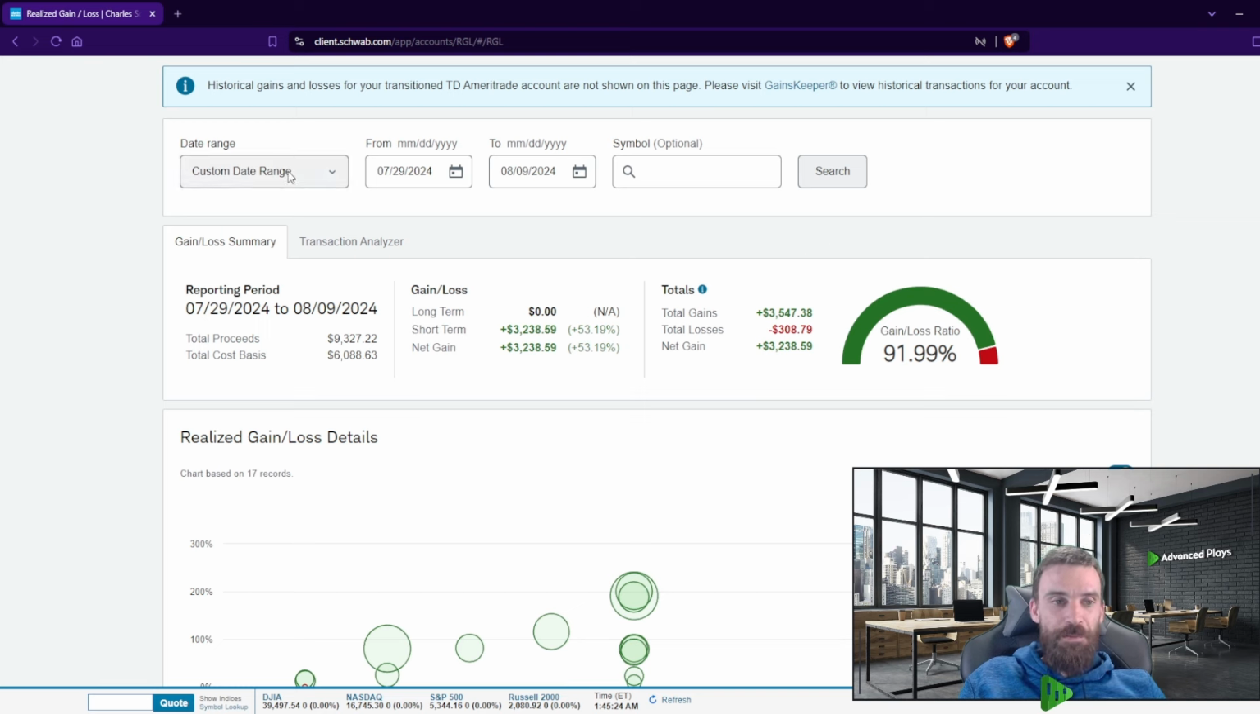You can see it's a custom date range from July 29th to August 9th, and that is when the challenge started, so it's been 10 days. And for those of you who are not familiar with the small account challenge, just a quick overview. I will be trying to turn a $2,000 account into $50,000 within 90 days, trading only long calls and puts. And we're 10 days in.